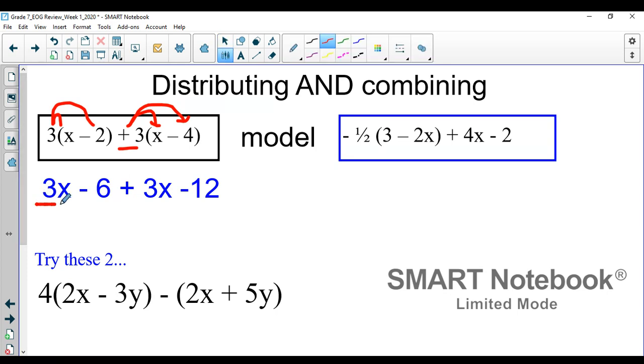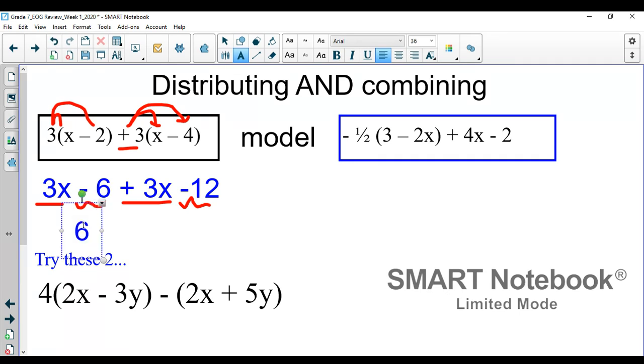3x would be combined with plus 3x, negative 6 would be combined with negative 12, and when we put those like terms together, we would get 6x minus 18.